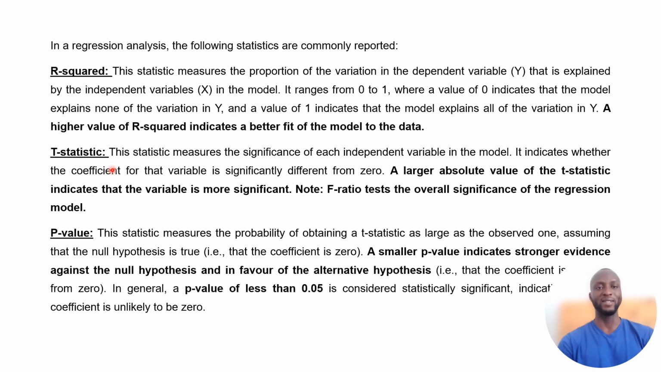Now, t-statistics. Okay, again, let's read it. This statistic measures the significance of each independent variable in the model. It indicates whether the coefficient for the variable is significantly different from 0. A larger absolute value of the t-statistic indicates that the variable is more significant. I will come back to the F ratio.